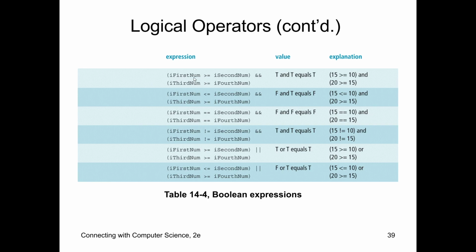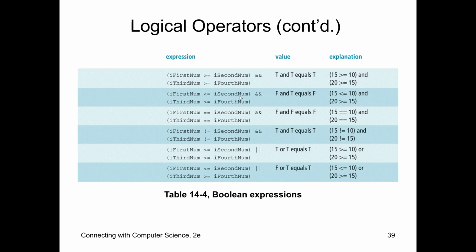We're going to say if the first number is greater than or equal to the second number, and the third number is greater than the fourth number, then we say T and T equals T. So that means if 15 is greater than or equal to 10, and 20 is greater than or equal to 15, this is true and true equals true. This one is false and true equals false. Notice if first num is less than or equal to second number, and third number is greater than fourth number. Well, if 15 is less than or equal to 10, this is false.